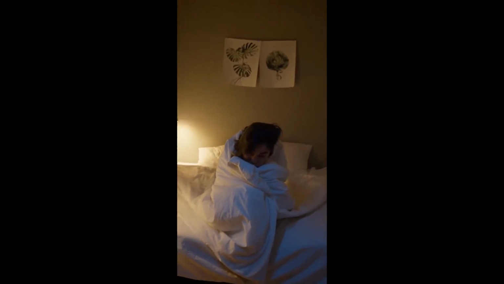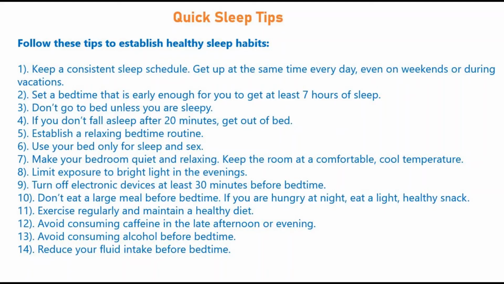Quick sleep tips. Follow these tips to establish healthy sleep habits. 1. Keep a consistent sleep schedule. Get up at the same time every day, even on weekends or during vacations. 2. Set a bedtime that is early enough for you to get at least 7 hours of sleep. 3. Don't go to bed unless you are sleepy. 4. If you don't fall asleep after 20 minutes, get out of bed.